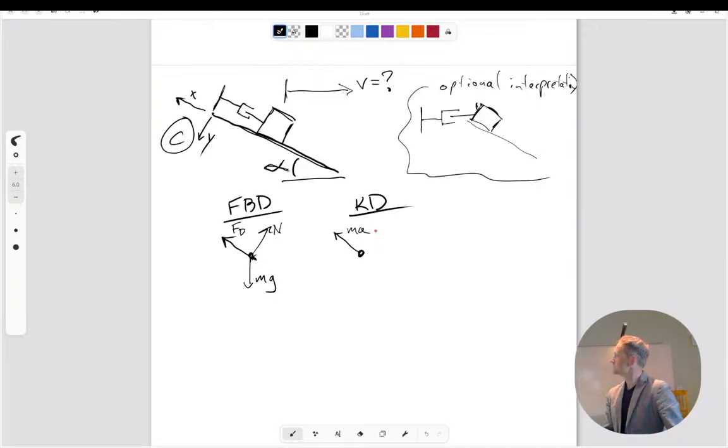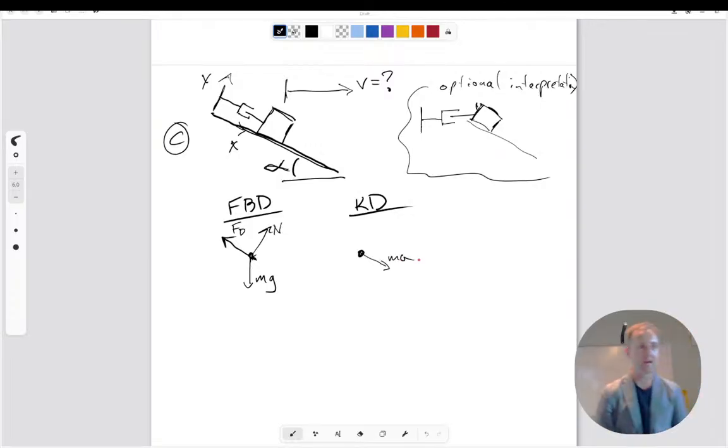Again, you can do that. I think in the homework we just said positive x is down the slope, so positive MA is down the slope. And that's what your kinetic diagram is doing. It's just saying if things are positive, this is where you're going. It's a map, just an orientation of where everything is. So if that's x and this is y, then that's MA.